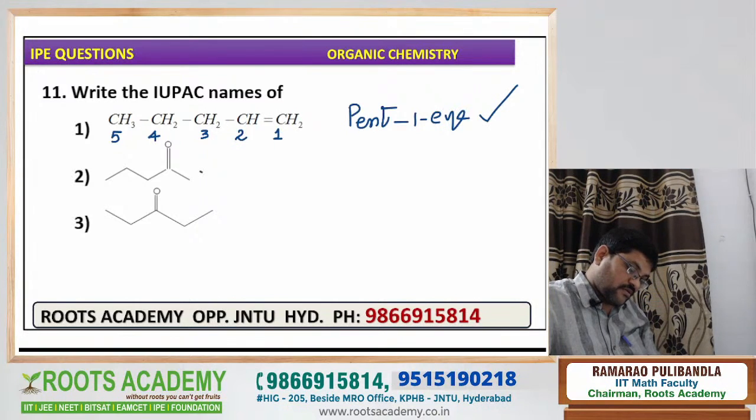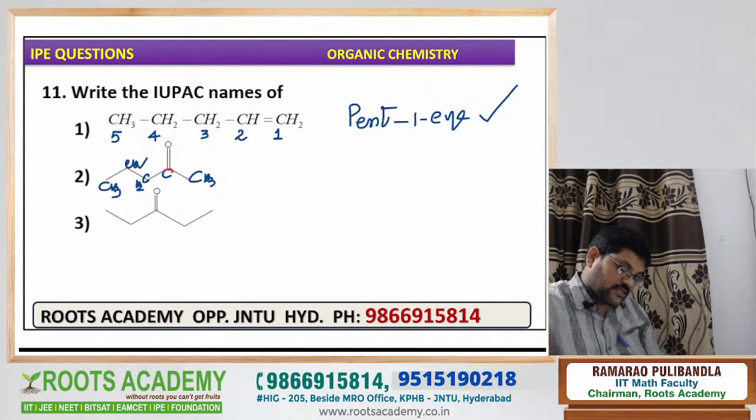And come to this one. Write it like this: CH3, CO, CH2, CH2, CH3. Now by giving numbering to this molecule, the functional group ketone gets the least number.